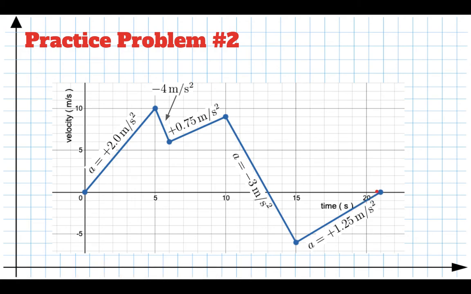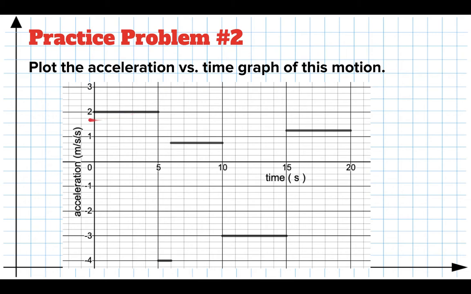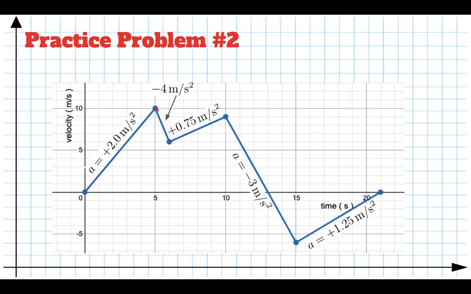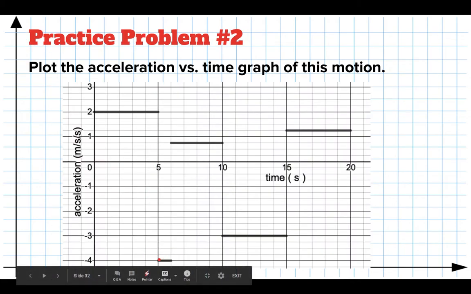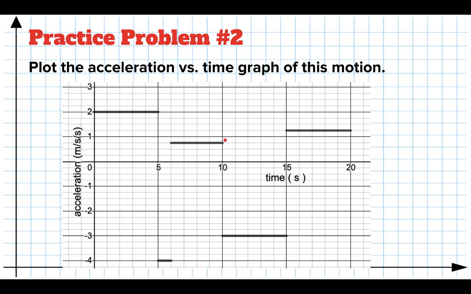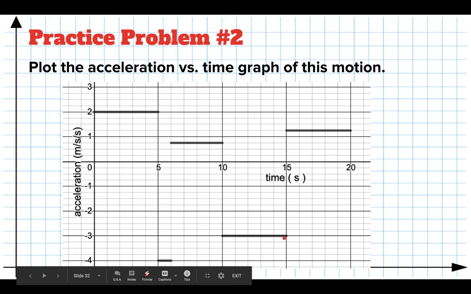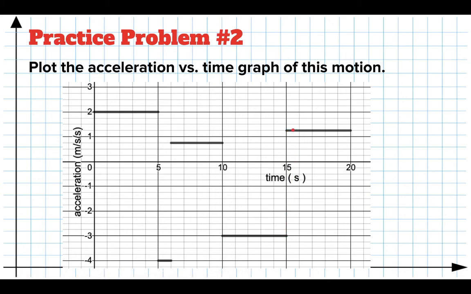So if you were asked to sketch acceleration versus time, you would sketch a horizontal line with a value of 2 for the first 5 seconds. It would look like this. That's the acceleration for the first 5 seconds. And then from 5 to 6 seconds, you would have a horizontal line with a slope of 0, and it would be at -4. So that's down here. Okay, the slope is the acceleration, so we plot the value of the acceleration here. Then it's 0.75, and then from 10 to 15, it's -3, and then from 15 to 20, it's positive 1.25.